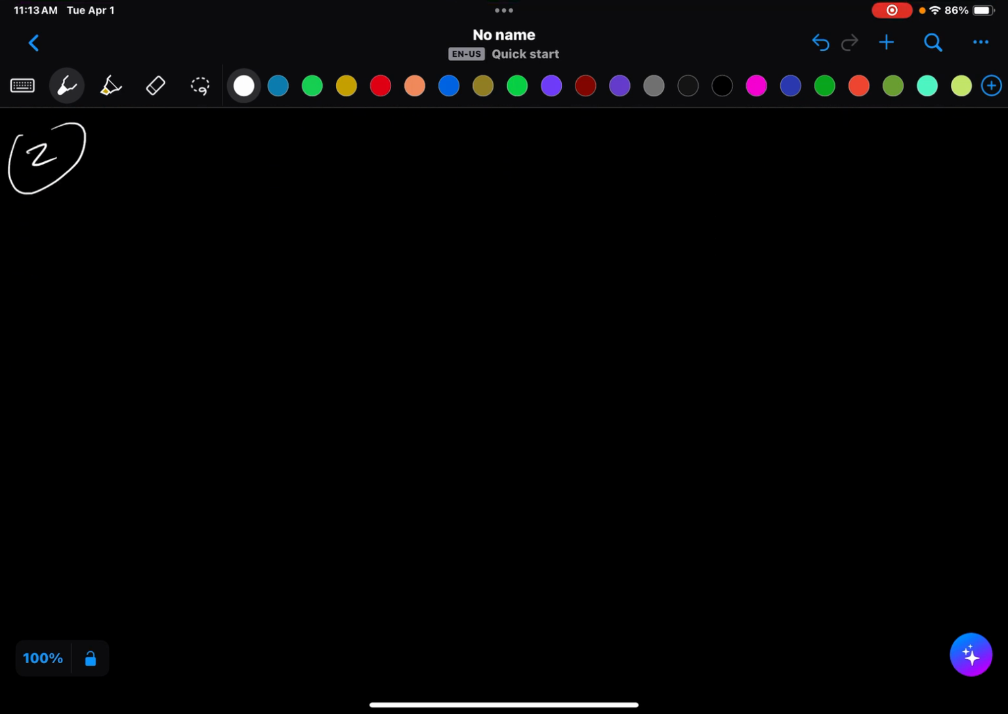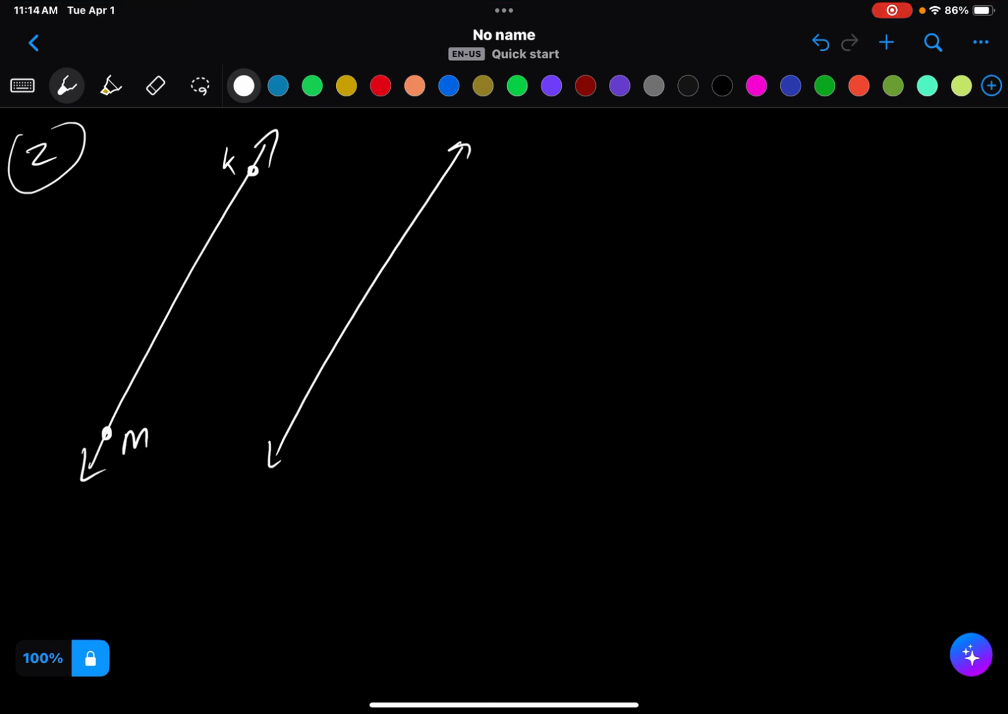Number 2, again, a very similar problem. You have yourselves two lines that are parallel to each other. Oh, can't do straight lines. Okay, there we go. And those two straight lines are KM and NL. And they're being bisected or crossed by a third line, which is WZ.